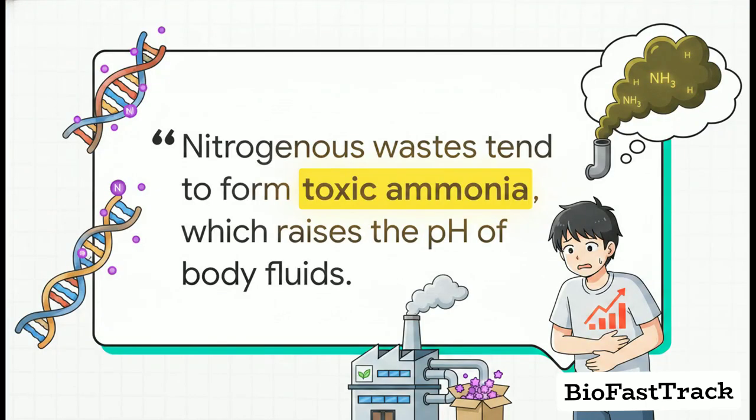So when your body breaks down or catabolizes proteins and nucleic acids, it strips away the useful stuff, the carbon, hydrogen, and oxygen. But what's left over? Nitrogen. And excess nitrogen quickly forms ammonia. You really have to think of ammonia as your body's toxic exhaust fumes. It raises the pH of your body fluids to incredibly dangerous levels, so it absolutely needs a chemical detox plant to be safely packaged up and removed.